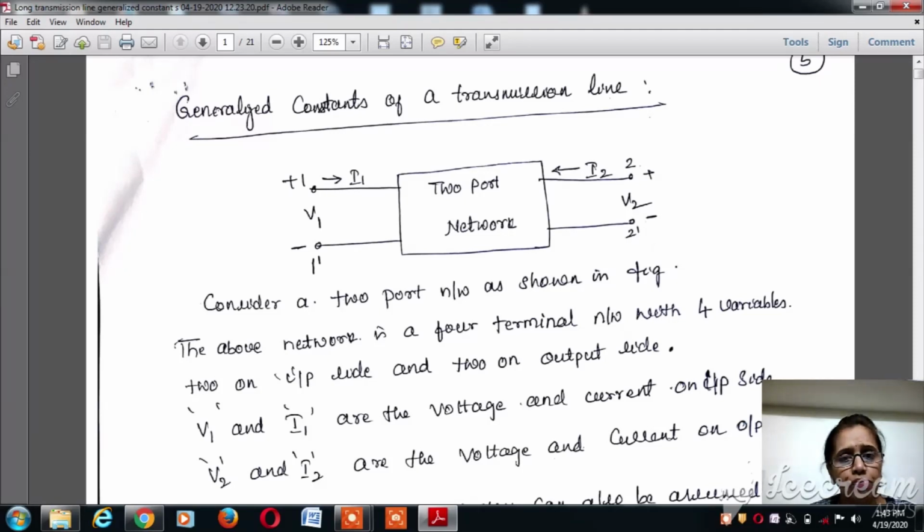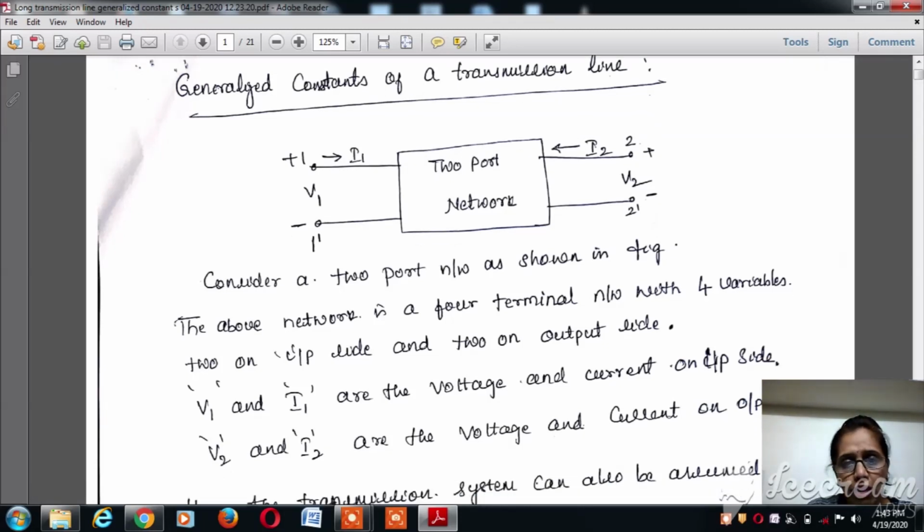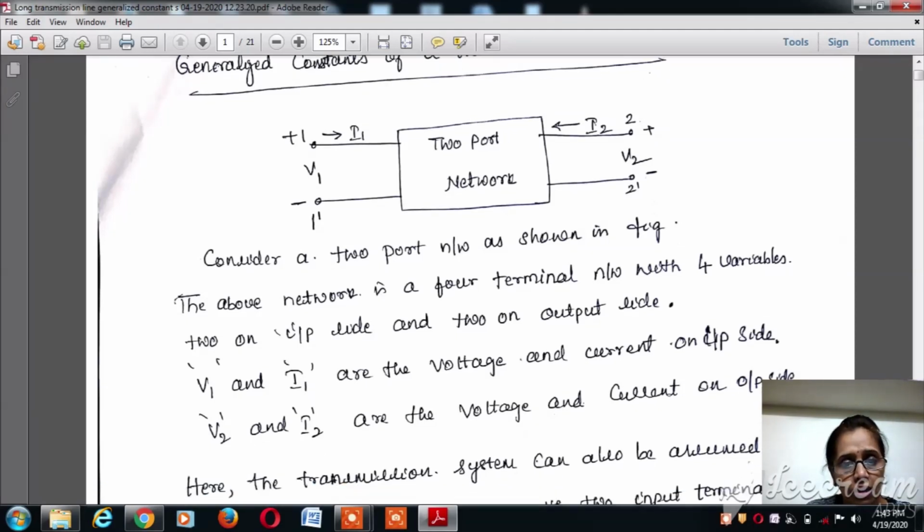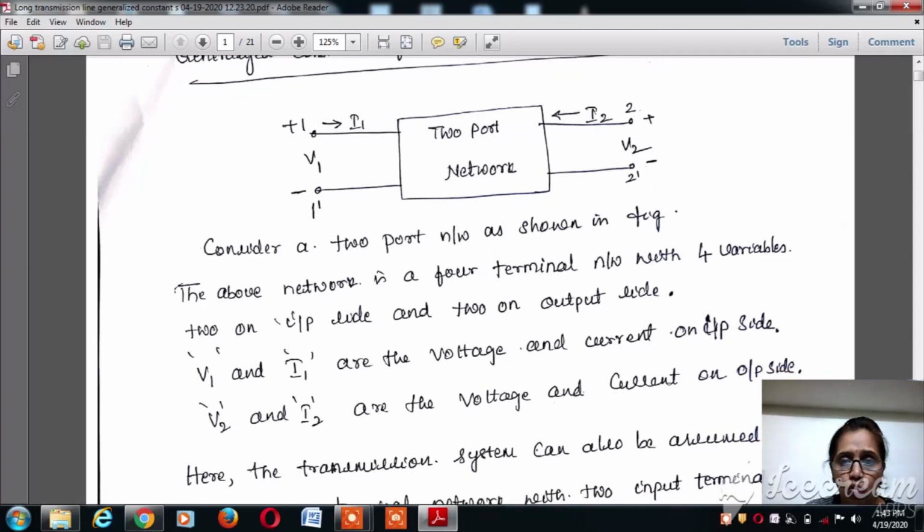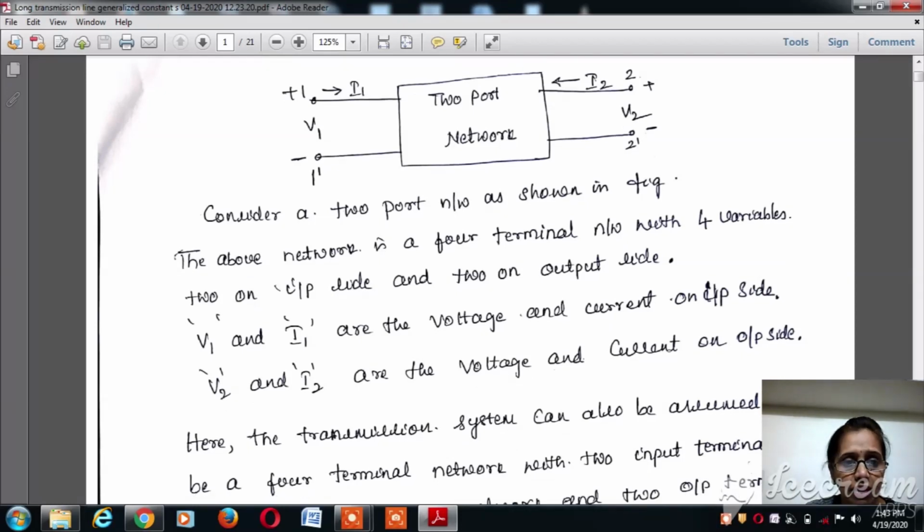There's another way of analyzing the transmission line, that is the generalized constants of the transmission line. We always consider the transmission line network as a two-port network. Here I have shown a two-port network, and in this V1, I1 are the sending end voltage and current, and in port 2, V2 and I2 are the voltage and current at the receiving end. So V1 is the voltage at the input side, 1 and 1 dash are the input terminals, and 2 and 2 dash are the output terminals at the output side.